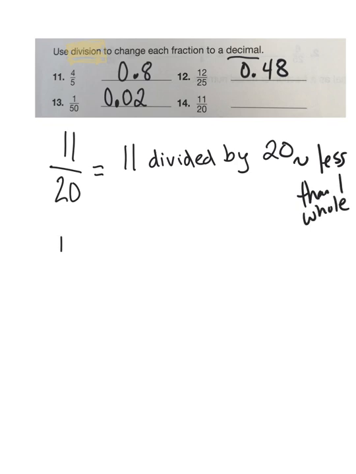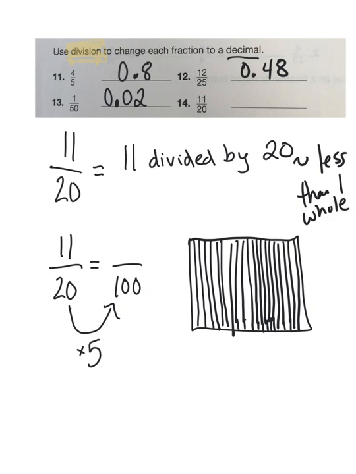I'm going to take my 11 twentieths and convert it to some number out of 100 equal pieces. So what can I do to my 20 to turn it into a 100? I'm going to multiply it by 5, and that's what this will look like visually. I'm going to show you.